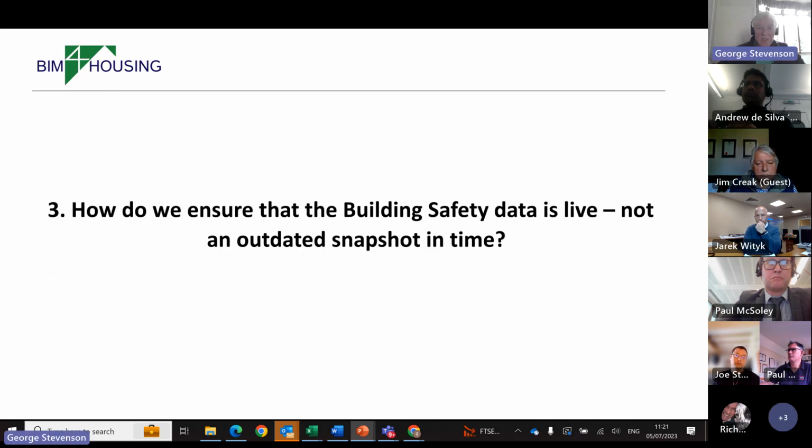The other question that we had was, how do we ensure that the building safety data is actually a live thing, not simply a report, a snapshot in time? And the reason we're doing that is that we are finding that, understandably, landlords are under a lot of pressure at the moment, and what they're doing is they're registering their buildings. They may be commissioning a building safety case report, but what they're not realizing is that's got to be kept live and up to date.